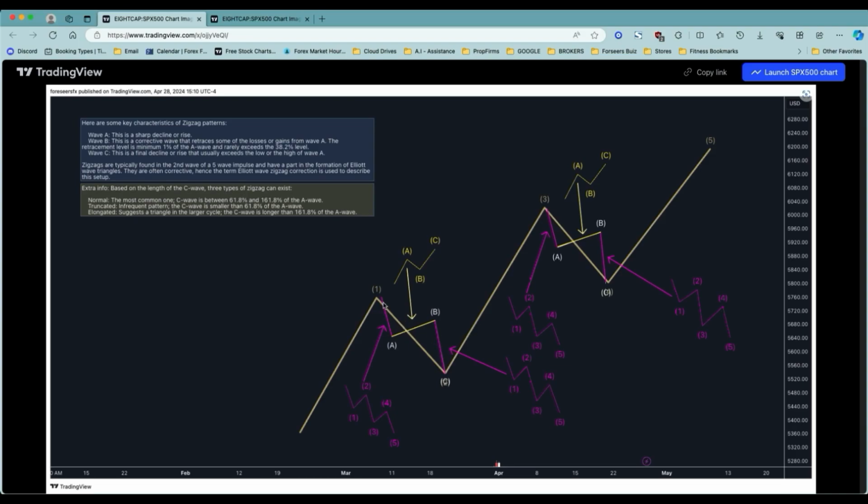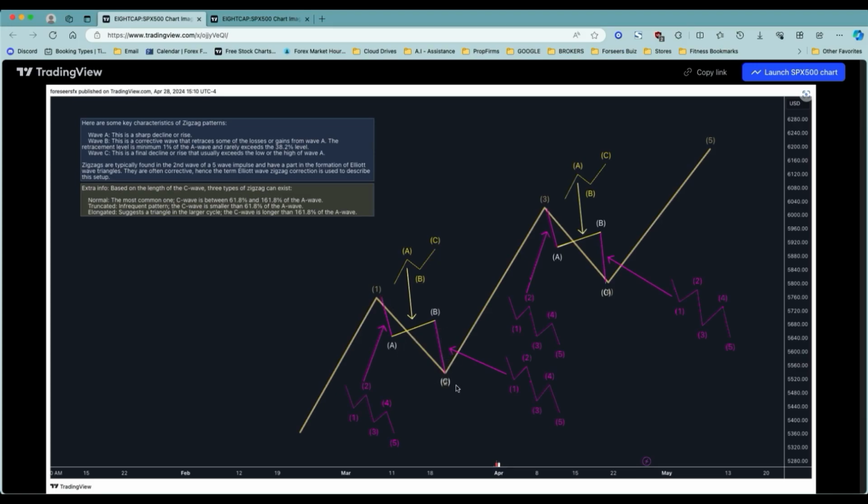So as you can see, the first impulsive leg, which would be impulsive leg A, you have 1, 2, 3, 4, 5. And here from A to B, which would be the B leg, you have A, B, C, 3. Remember the 3 count, the 5-3-5 count. And then from B to C, which would be the C leg, you have 1, 2, 3, 4, 5. As you can see, it's going down and it ends on the higher time frame in corrective wave 2.